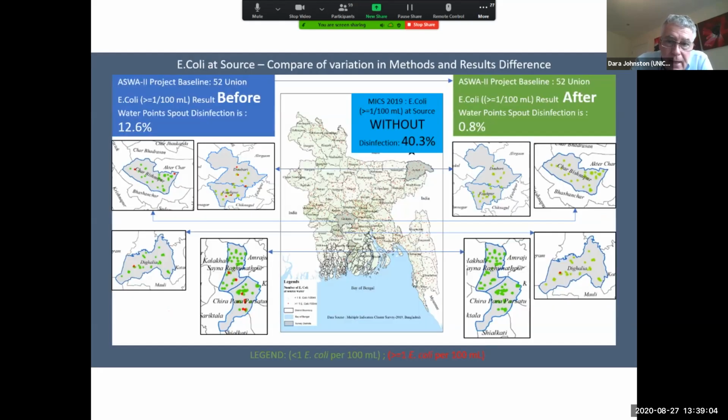Next slide. The lack of change in E. coli levels at the source between 2013 and 2019 is a real matter of concern, which has come to light from the study. And the indicators are that it's the environment around the source, usually the hand pump, which is contaminating the water and not the groundwater. We know this because in another study where we looked at 52 unions, the E. coli levels were reduced considerably from 12.6% to less than 1% after the source was sanitized. These unions are the last locations in the country still practicing open defecation. So this indicates that the widespread use of unimproved sanitation is potentially posing a greater risk to drinking water contamination than open defecation. Next slide.